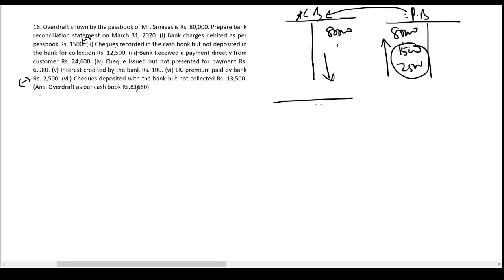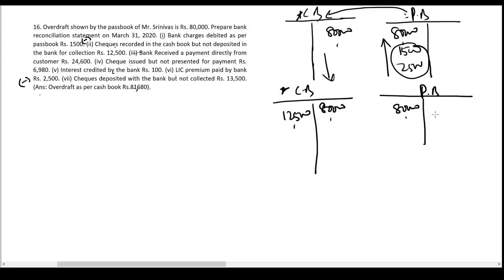Checks recorded in the cash book but not deposited in the bank for collection. So in the cash book we have recorded a deposit, but the check has not been deposited in the bank for collection. So as soon as we receive a check, we record a deposit in the cash book, but it has not been deposited in the bank. Hence there is no credit in the passbook. Here cash book balance will be lower, passbook balance will be higher. What should I do to the passbook to make it equal to cash book? I have to reduce the passbook balance by 12,500. So this item will be less.